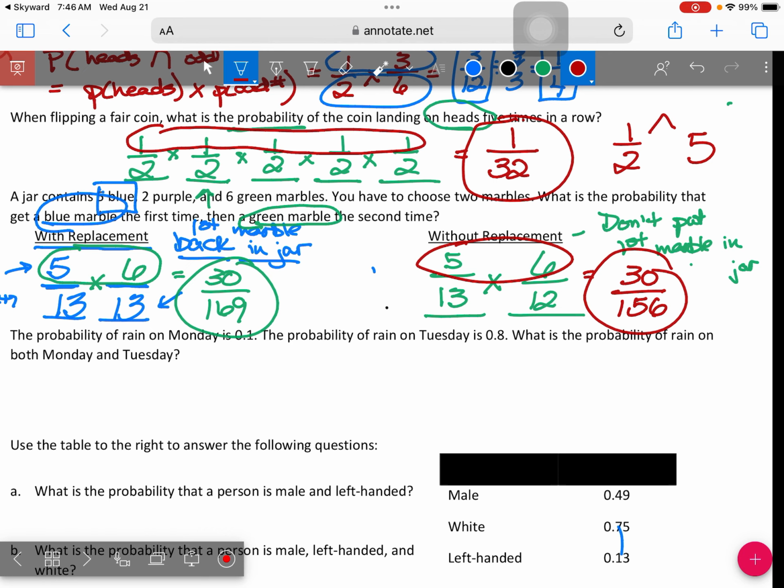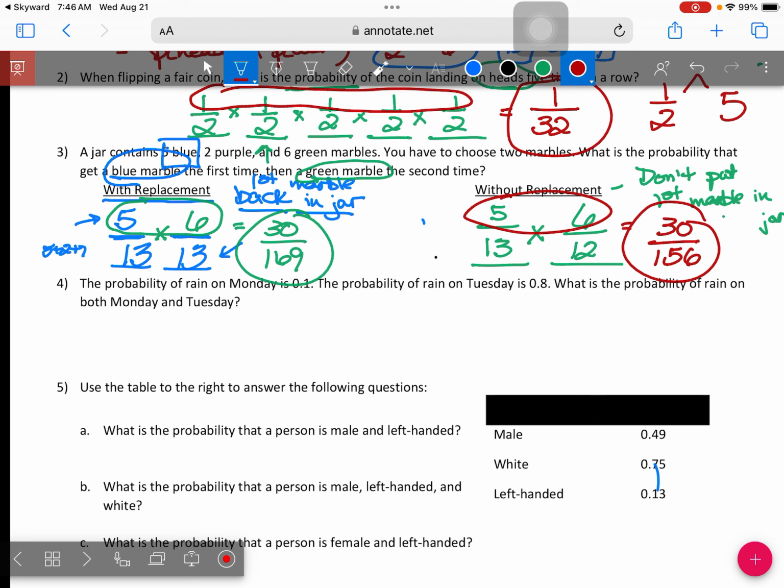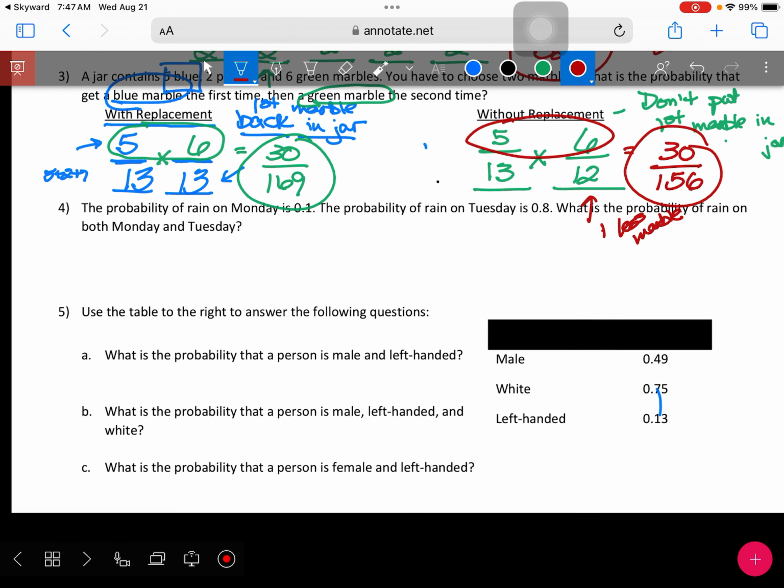So what changed between replacement and without replacement? Yeah, the total number on the second draw. So without replacement, you are not putting it back in. You are keeping it out. You have 1 less marble. Okay, you have 1 less marble here. Questions on that?